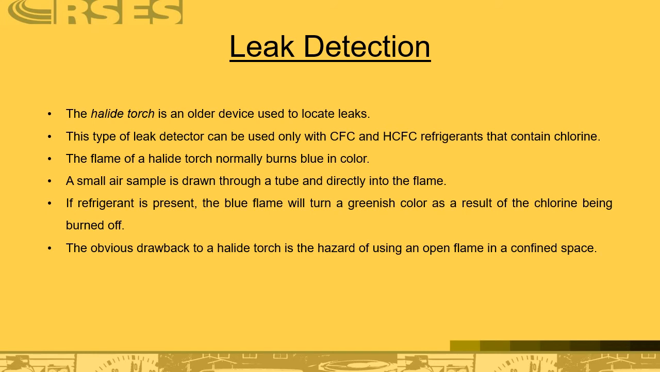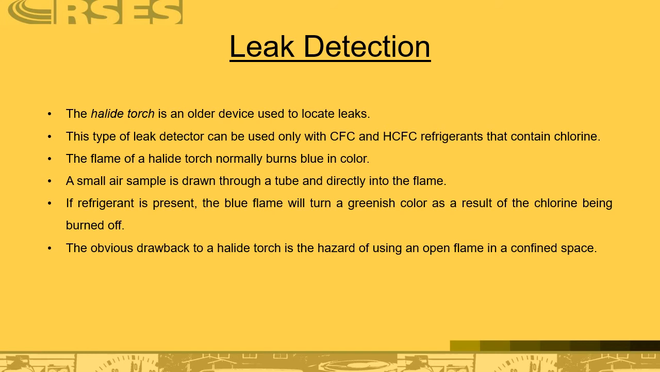The Halide Torch is an older device used to locate leaks. This type of leak detector can only be used with CFC and HCFC refrigerants that contain chlorine. So frankly, this thing is useless with today's refrigerants. The flame in a Halide Torch normally burns blue in color, and in the presence of CFC or HCFC refrigerants, the flame will turn green in strong concentrations. A small air sample is drawn through a tube and directly into the flame. If refrigerant is present, the blue flame will turn a greenish color as a result of chlorine being burned off.